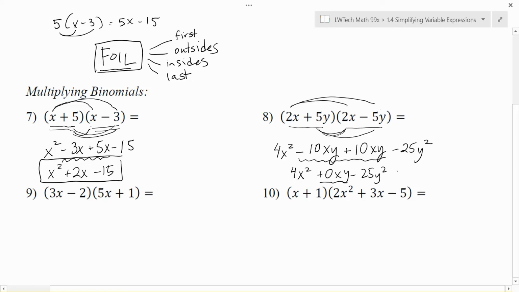Now keep in mind, if you multiply anything by 0, it's gone. So the best or cleanest way to write this would be 4x squared minus 25y squared.